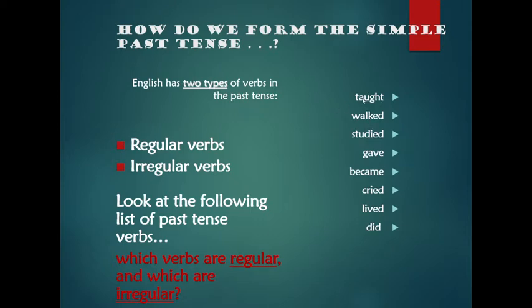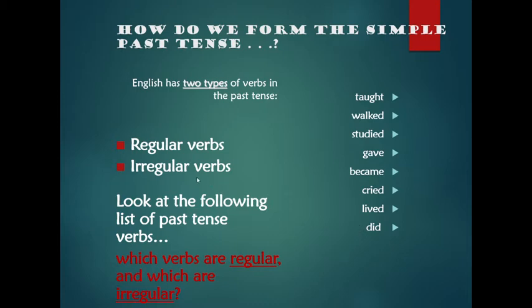Taught is the past of the verb teach. Very good. The verb walked. Walked. Walk. Very good. Studied. The past of study. Gave. The past of give. Became. The past of become. Cried. The past of cry. Lived. The past of live. And did, the past of do and does.